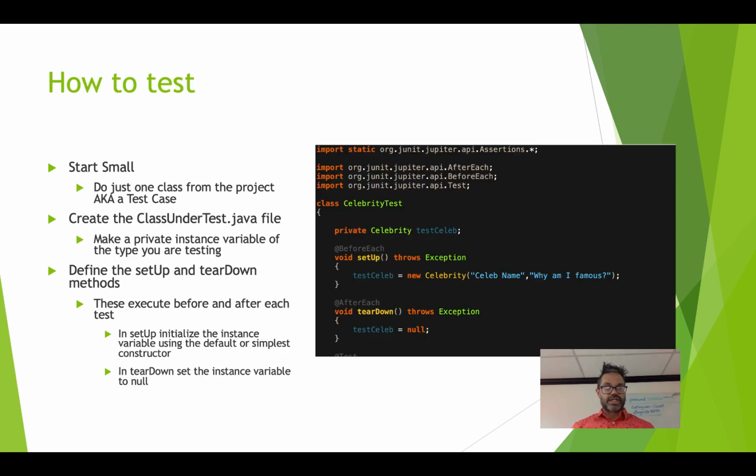When we're talking about how to test, we want to make sure we can do some really basic stuff. So we have an example over here on the right. The first thing you want to do is start small. You just want to do one class for your project for your first one.